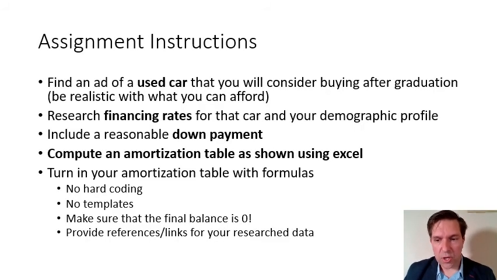Okay, so what is your assignment then based on this? What do you need to do? To make it a little bit realistic, I'm going to ask you to do an amortization table for a used car. So to do that, what you need to do is search for an ad of a used car that you will realistically consider buying after graduation. So if it's $100,000, it's probably not realistic. Okay, just saying. So find an ad. You will have to include the link so that I can actually verify this.